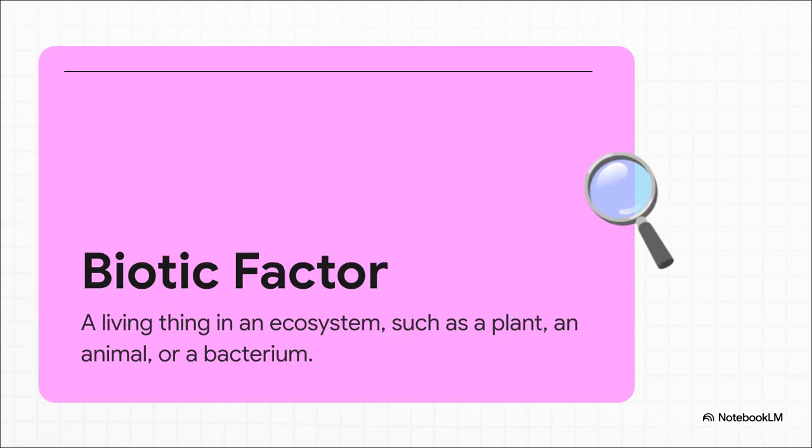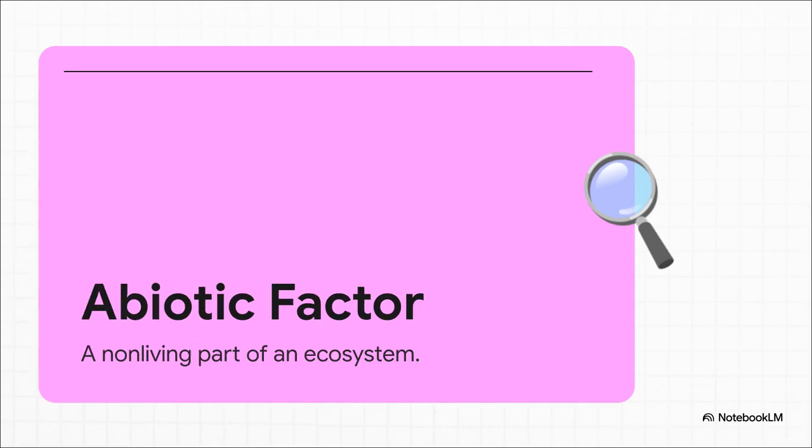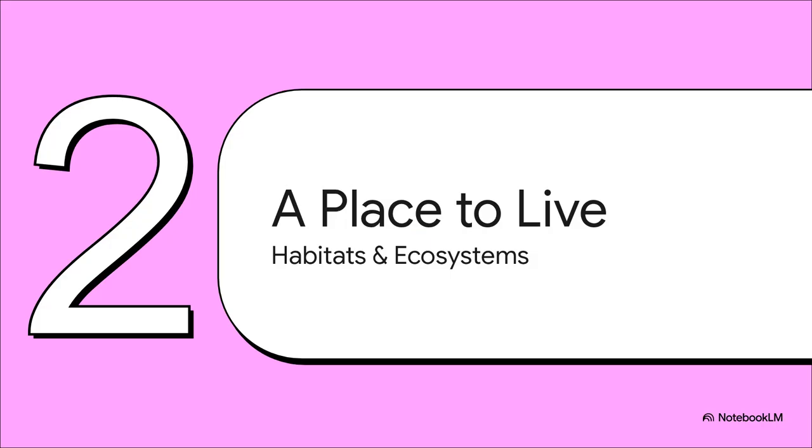So let's lock this in. If your test asks for the definition of biotic factor, you'll know it's any living thing in an ecosystem. A tree? Biotic. A little fly? Biotic. A mushroom? You guessed it. Biotic. And for abiotic factors, it's just as simple. Any non-living part of an ecosystem. So if you see a question about water, or rocks, or even sunlight, you'll know instantly. That's abiotic. Easy points.